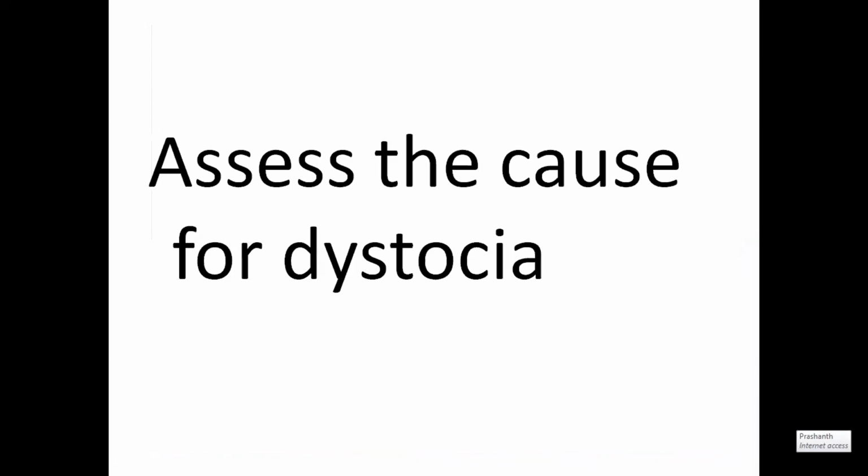Then assess the cause for dystocia. We should take a few minutes to assess it. There are a variety of conditions, as we all know, in sheep, cattle and buffaloes. Similarly, there are maternal causes and fetal causes. We should assess why the dystocia has happened by examining the vaginal cavity. There are so many causes.